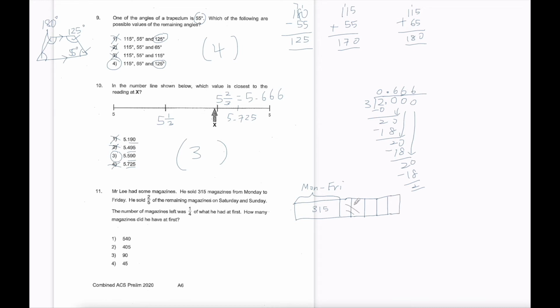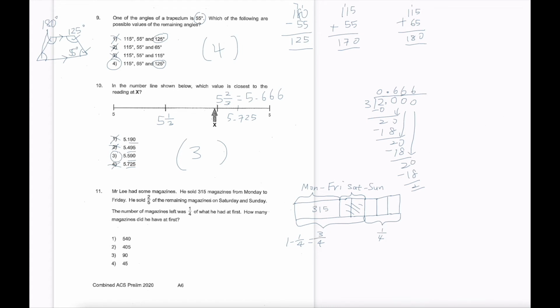Okay, and 2 of it is Saturday and Sunday. Okay, so he had 3/5 of the remaining left. So the number of my cousins left was 1/4 of what he had at first. So this is 1/4 of what he had at first. So that means this is 3/4 of what he had at first, okay? I take 1 whole minus 1/4, I get 3/4. Got it? So how many magazines did he have at first?